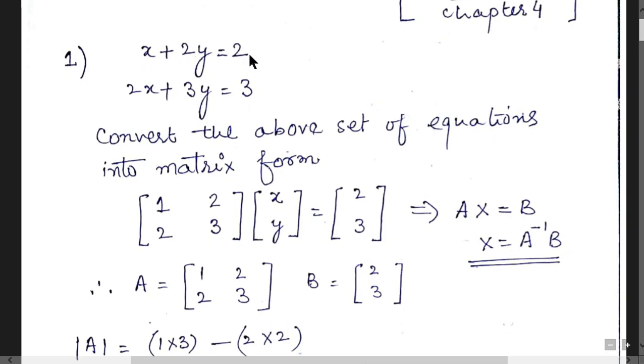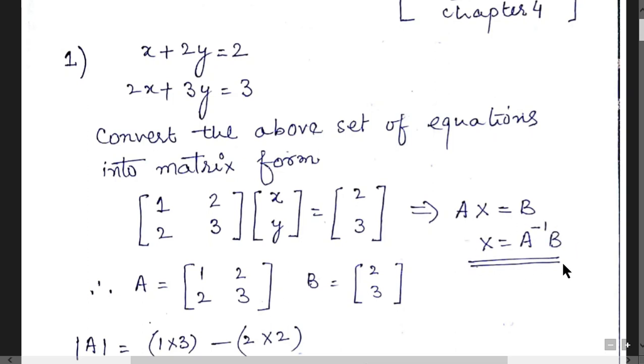The statement is x plus 2y is equal to 2 and 2x plus 3y is equal to 3. When you convert this set of equations into matrix form, you have to write the numbers only in the first matrix: 1, 2, 2 and 3. If some variable is not there, you can write 0. Then x, y are the variables, and is equal to the right hand side numbers. You can write this matrix as A and this one as X and this one as B. It means AX is equal to B and X can be written as A inverse B.